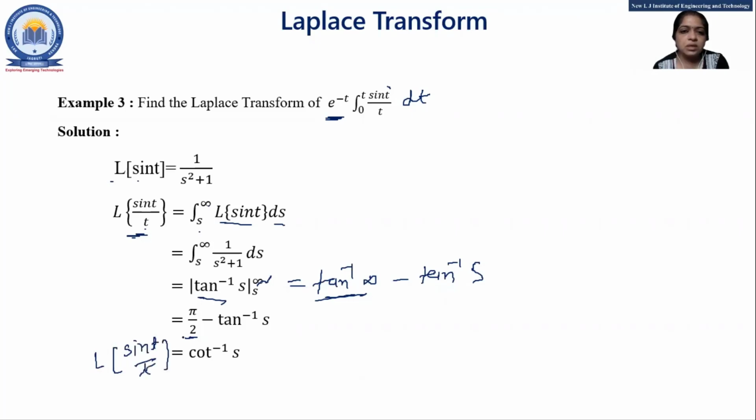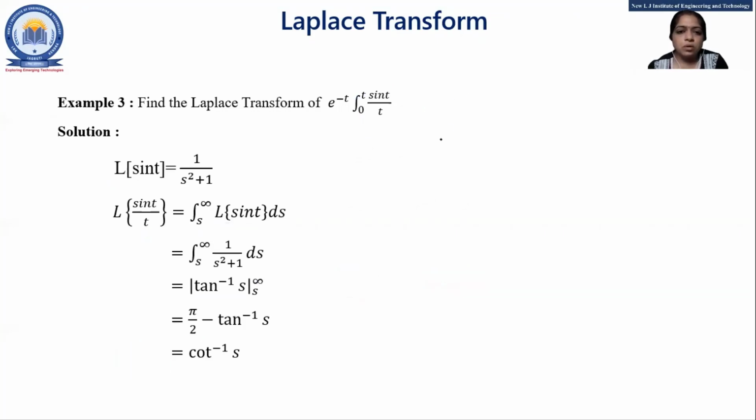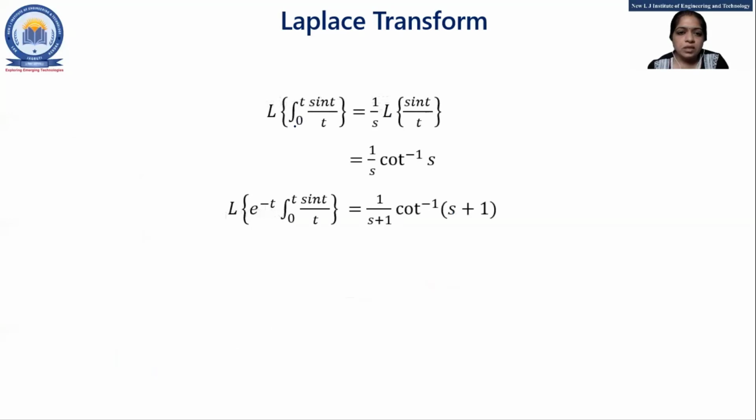But our question is integration 0 to t of sin t upon t. And as per the rule, for integration 0 to t we have to write s in the denominator, right? And the answer of Laplace of sin t upon t is cot inverse s. So we have to put cot inverse s upon s.